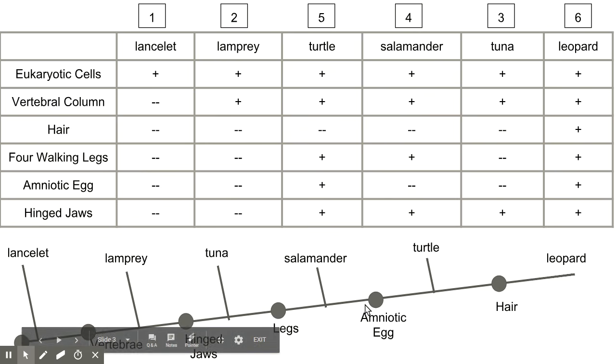So again, if I'm looking at a particular derived character, every organism to the left of that point does not possess it, or it lacks legs. Everything further on would have that trait, would have legs.